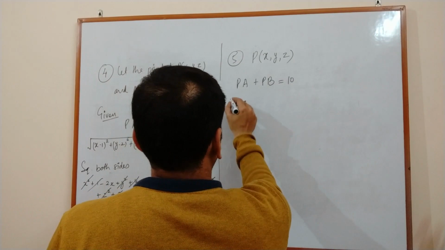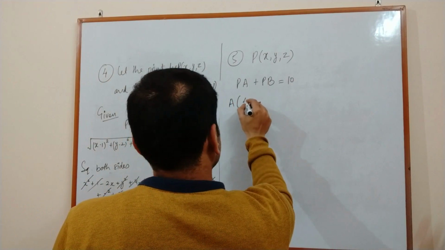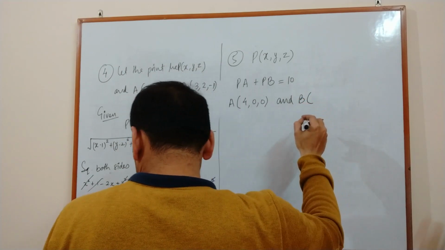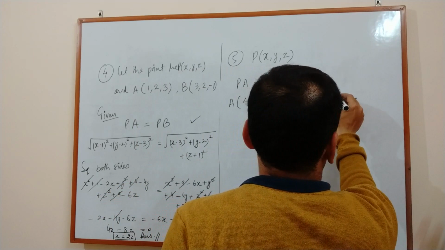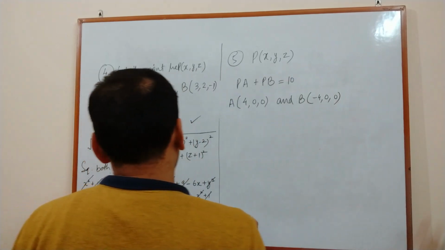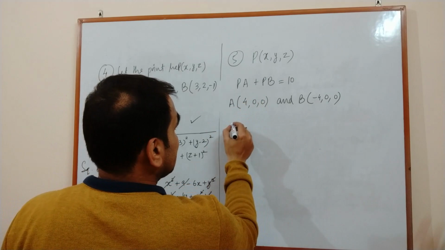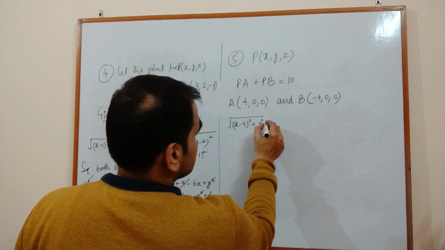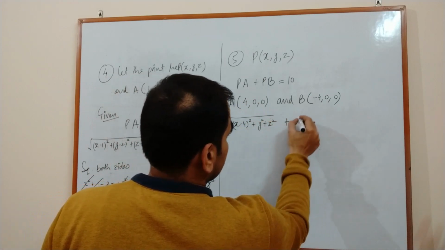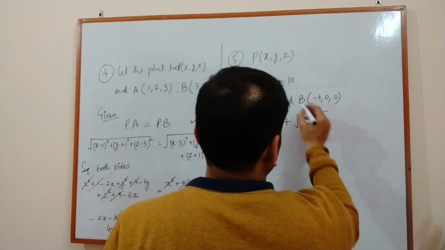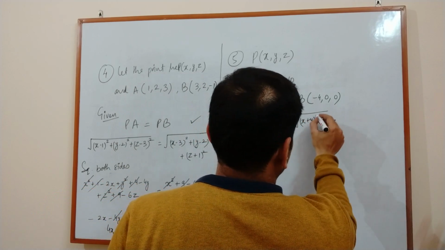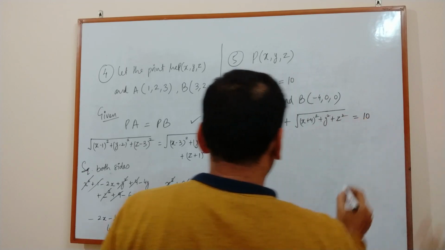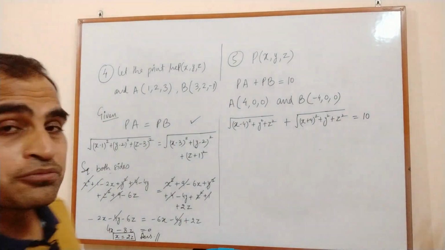What is A now? In question number 5, the point A is 4, 0, 0, and point B is minus 4, 0, 0. Again, we will follow the same procedure. Calculate PA. So the square root of (x minus 4) whole squared plus y squared plus z squared, plus the square root of PB, so (x plus 4) whole squared plus y squared plus z squared, is equal to 10. This is given to you.